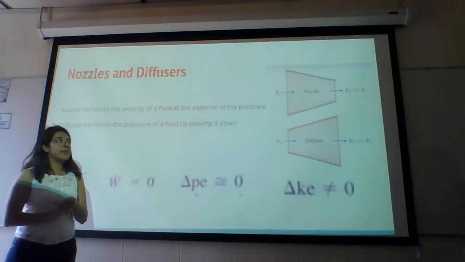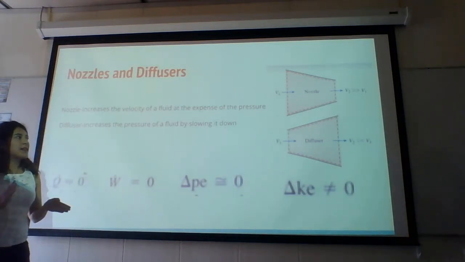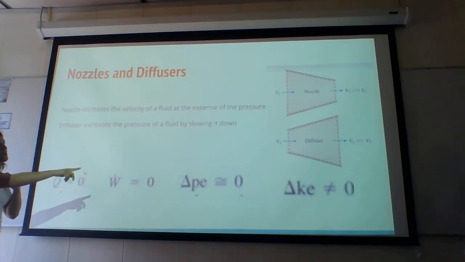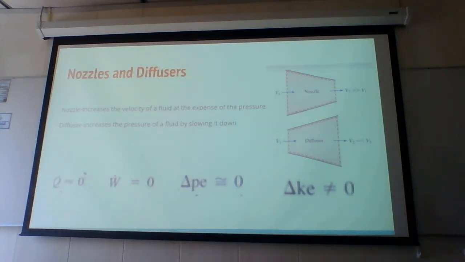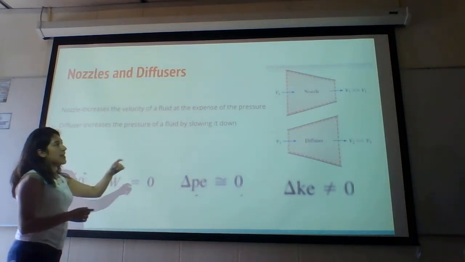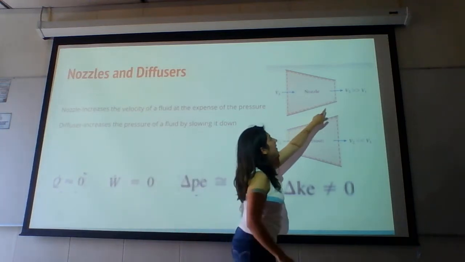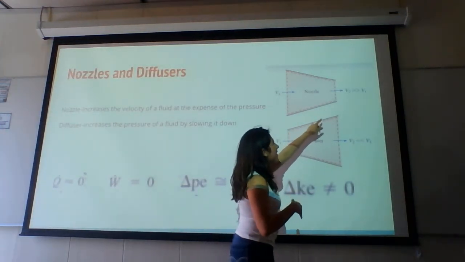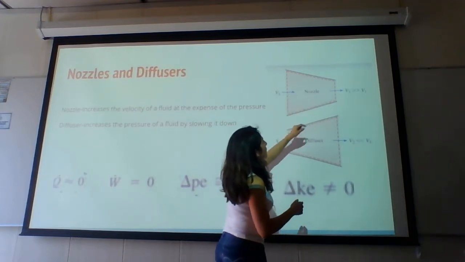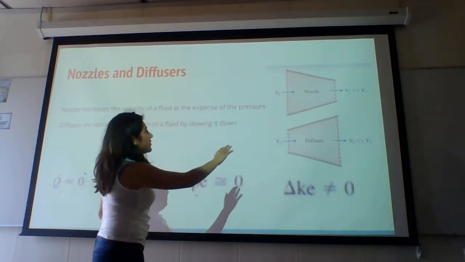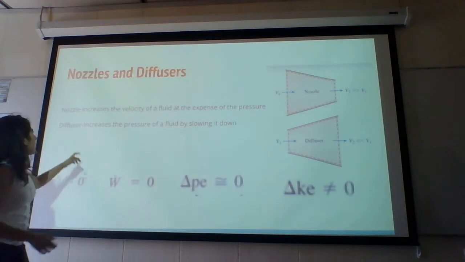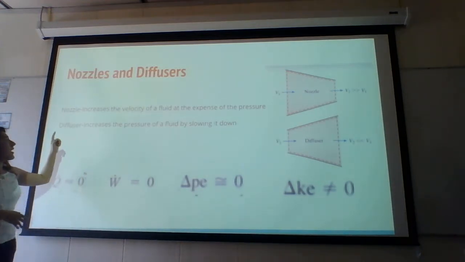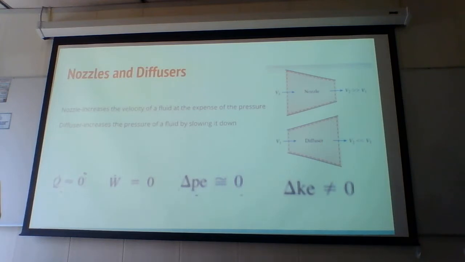So we're going to have different systems. In this case, there are the nozzles and the diffusers. In the nozzle, we have that this area is bigger than this. So the velocity 2 is going to increase. And for the diffuser, it's the other way around. So it increases the pressure of a fluid by slowing it down.